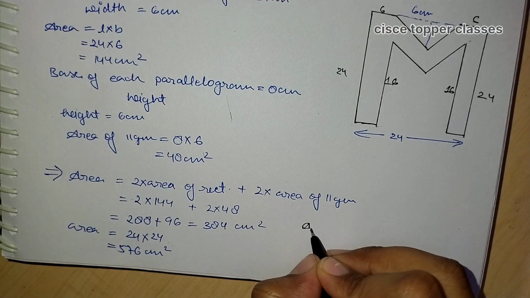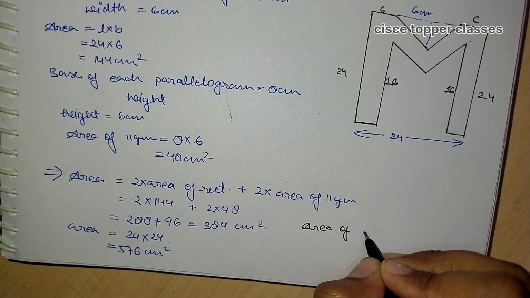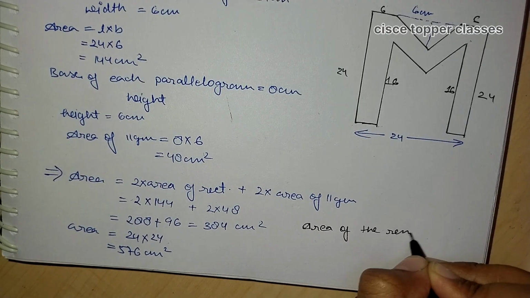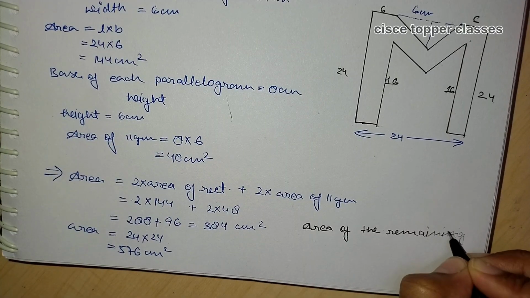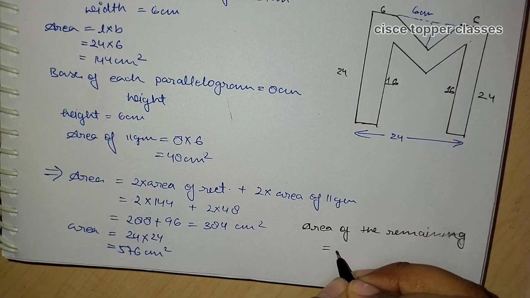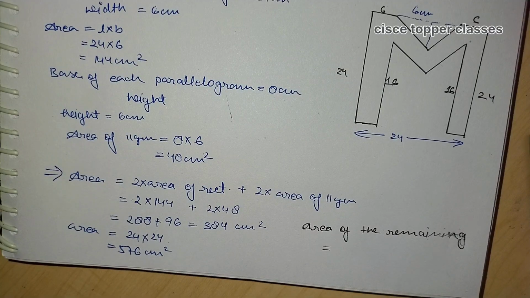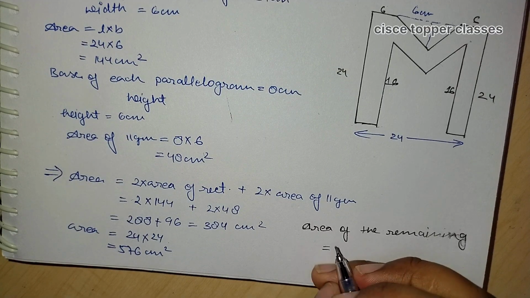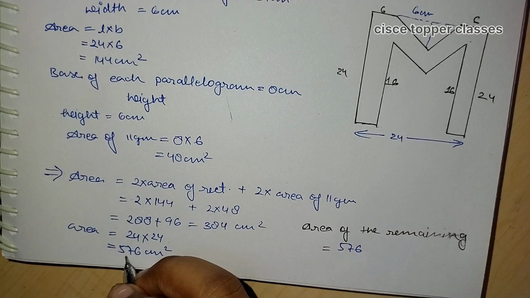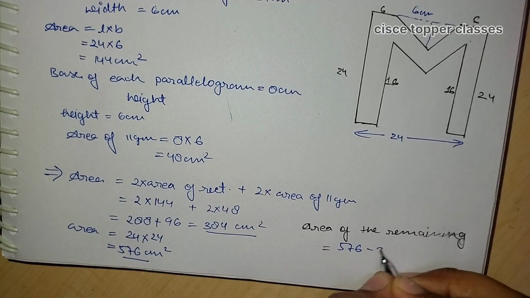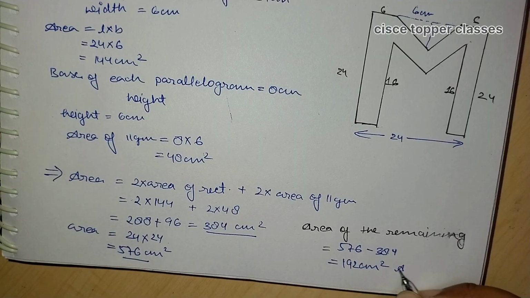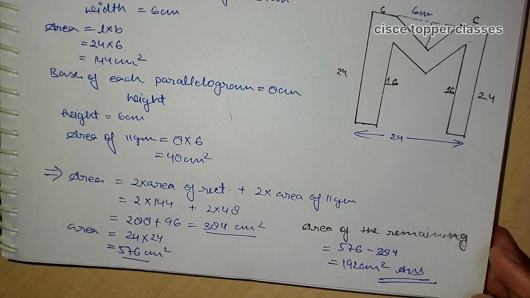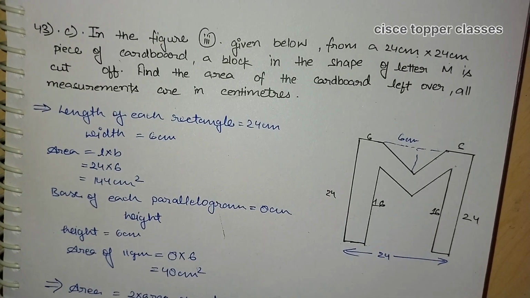Here we can write the area of the remaining cardboard, which we have to find. So area of the remaining cardboard we can write as area of the whole cardboard minus area of the letter M. So this will be 576, we have found this, minus 384. So 192 centimeter square is the final answer here in this question. And this is the solution of 43 third part.